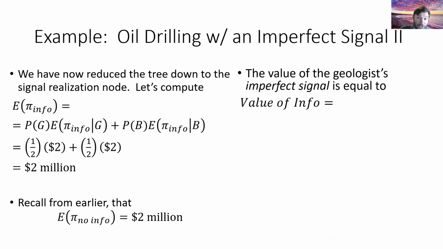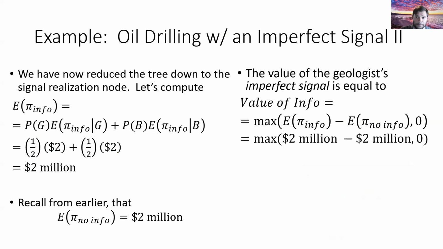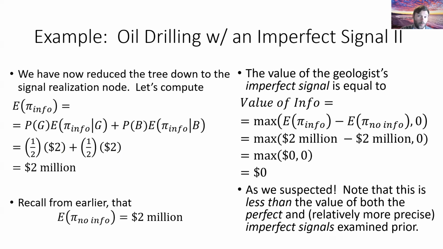Profit using the geologist was 2 million. Profit in the absence of the geologist was 2 million. And again, that was us doing the best we could in either case. Geologist does not help us improve our payoff in this case. Therefore, the value of them is even worse than it was when the signal quality was a little bit higher.